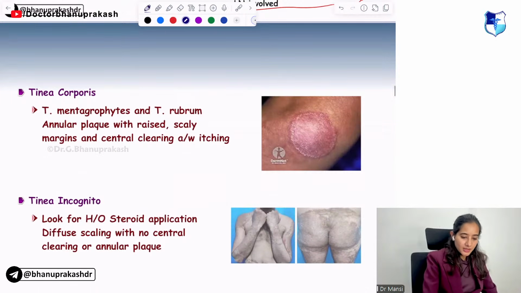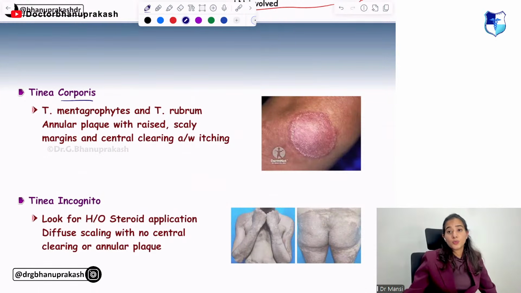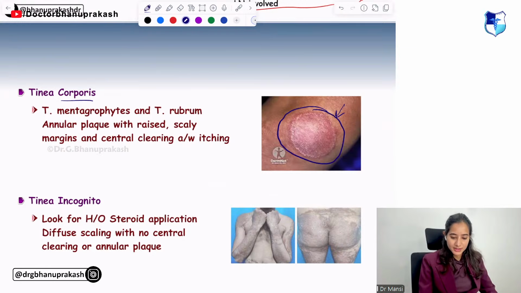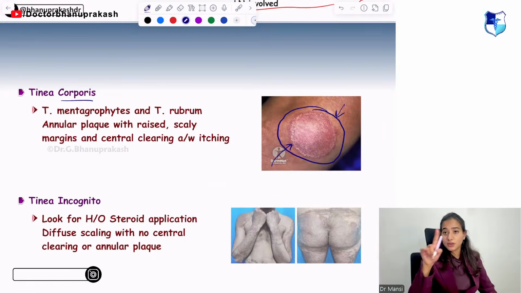Then we have tinea corporis. The word corporis, corpora, means the body. So this is going to be present anywhere on your body. What is classical about this? This plaque, which you can see, the margins are raised, and this is an annular, round plaque. There is a central clearing, and this is associated with itching.